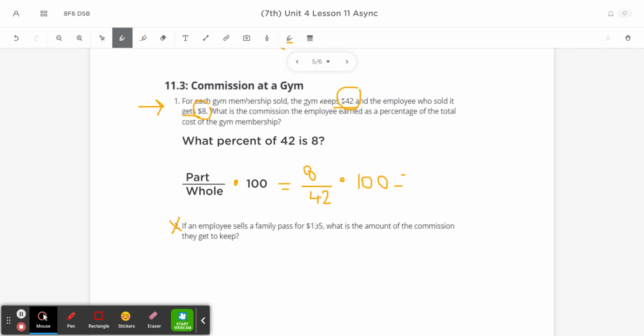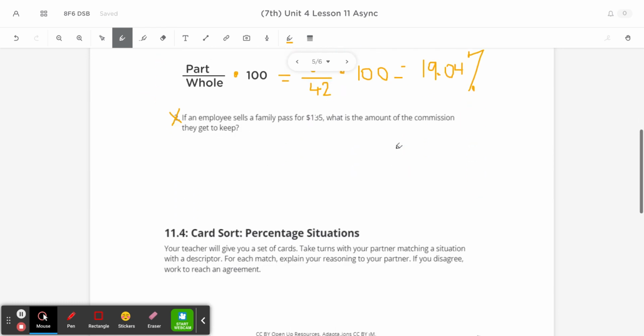So 8 divided by 42 is equal to 0.19 times 100 gives us just about 19%. And you might have gotten something like 19.04. We can have decimals in our percents, and that's okay too. And that's the commission at the gym.